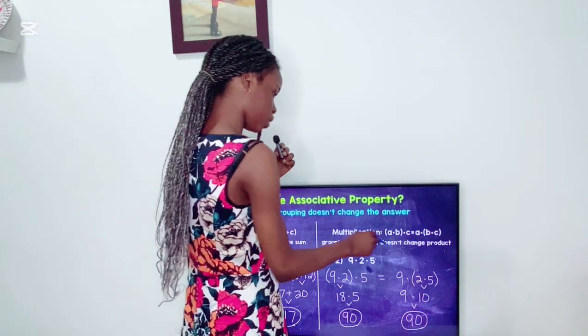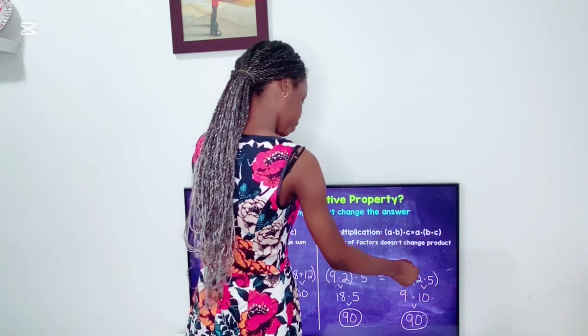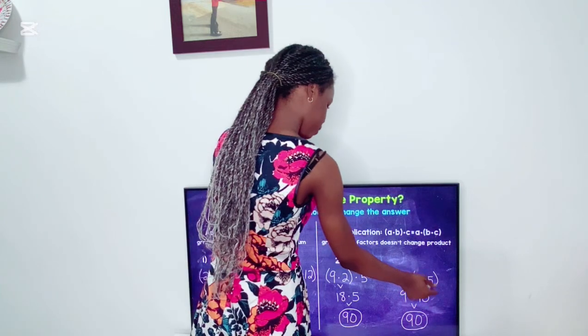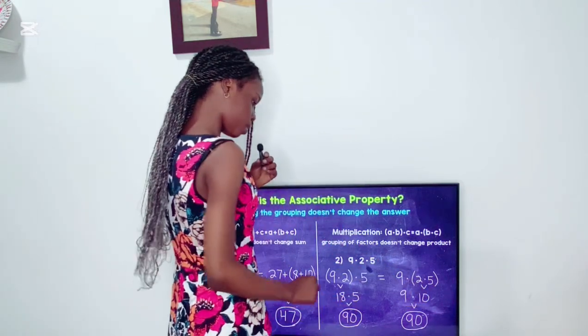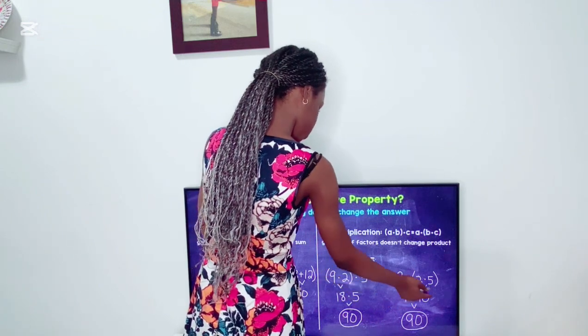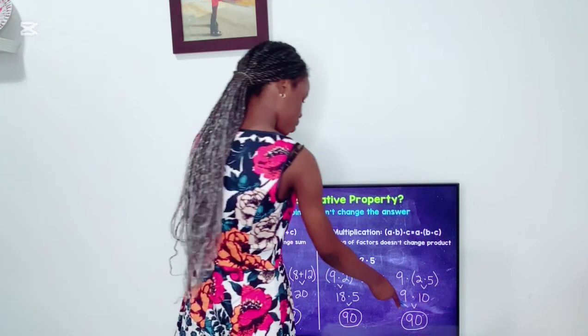Now let's just move on to B times C. That's basically 2 times 5 this time. So 2 times 5 gave us 10. And now we have 9. We'll bring down our 9. So we have 9 times 10, which gave us, as you can see, the same answer, 90.